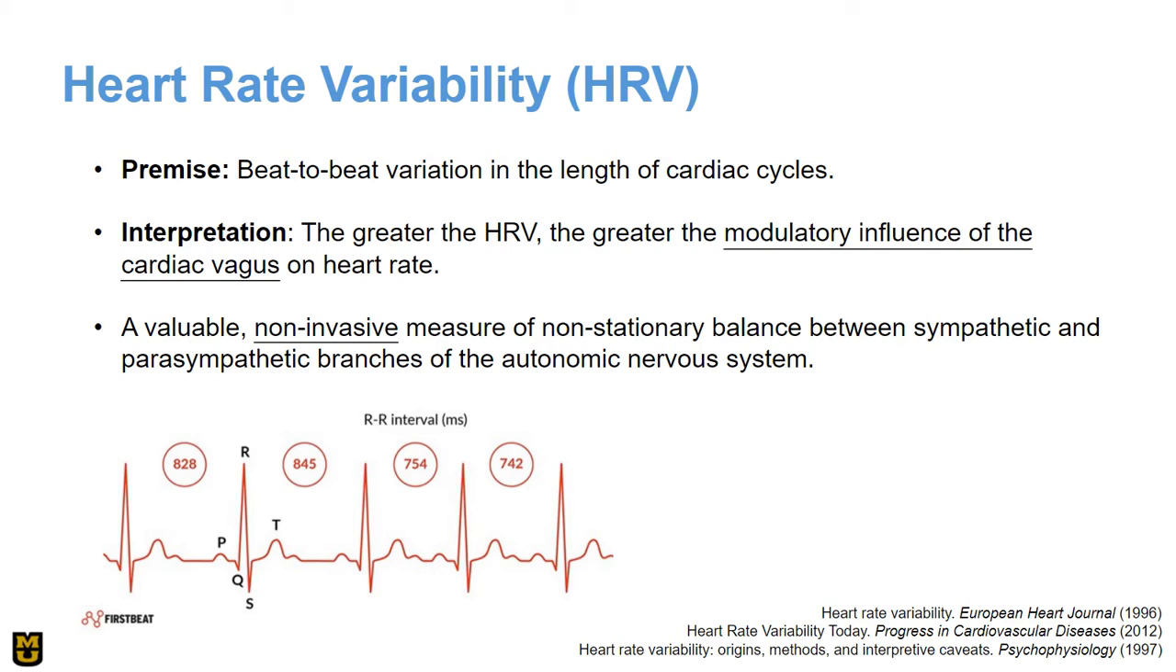And so what I'm talking about when I'm saying beat-to-beat variation, if you look down in this figure, these are the milliseconds of the R-to-R intervals, or the variation between the heartbeats. And you can see one's 828 milliseconds, the other one's 845 milliseconds. And so you can see there's some variability beat to beat in that R-to-R interval. And this is a really valuable non-invasive measure of this non-stationary balance between the sympathetic and the parasympathetic branches of the autonomic nervous system. And so you can again see non-stationary, right? These milliseconds, 845, 754, they differ beat by beat.